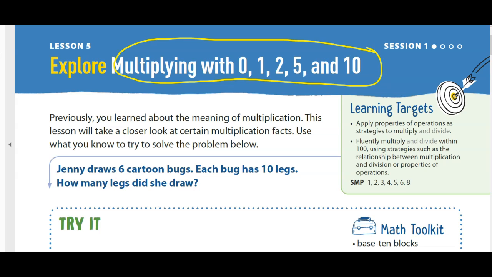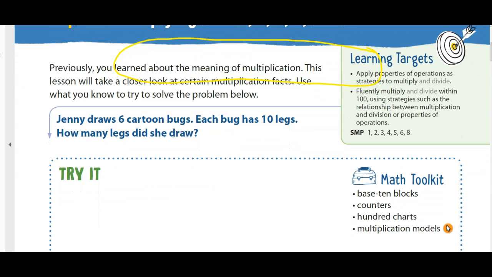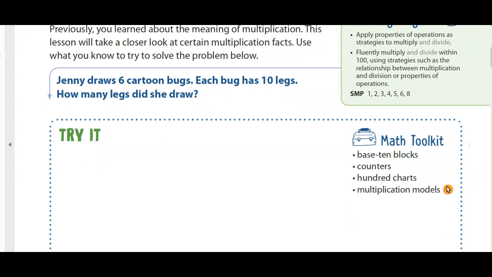It says previously you learned about the meaning of multiplication, okay? This lesson will take a closer look at certain multiplication facts. And those are the facts that we're doing, okay? 0, 1, 2, and 5, and 10.